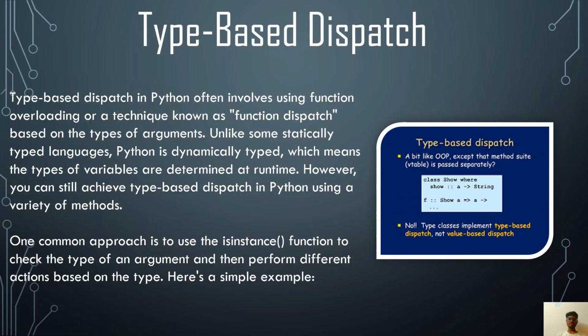Now let us learn about type-based dispatch. A type-based dispatch in Python often involves using function overloading or a technique known as function dispatch based on the types of arguments. Unlike some statically typed languages, Python is dynamically typed, which means the types of variables are determined at runtime. However, you can still achieve type-based dispatch in Python using a variety of methods.